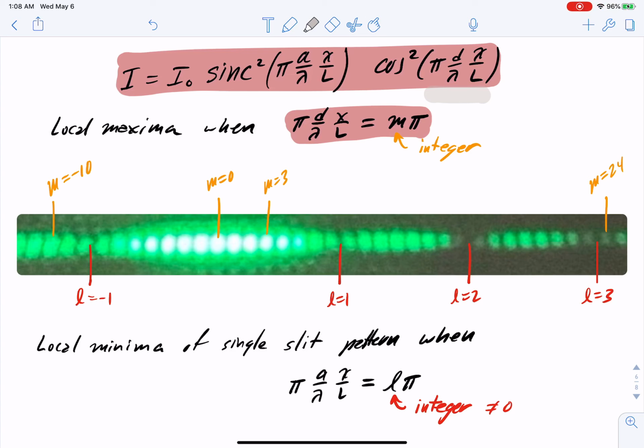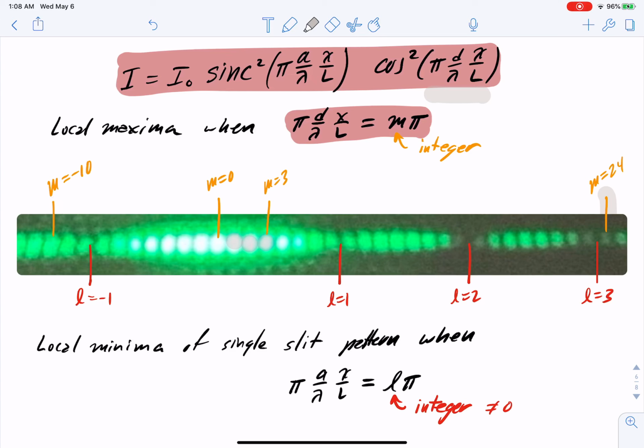Okay, so where are they? The nice thing is that now you can just count. Okay, so m equals 0, well, that's when x is 0, right? That's the center. So the central maximum must be m equals 0. And then if you just go out from there, you get m equals 1, m equals 2, m equals 3. You can go all the way out here to m equals 24. Or over to the left, m equals minus 10.